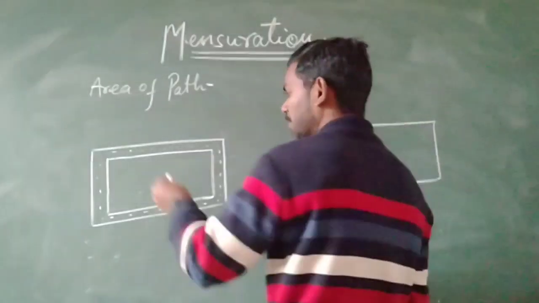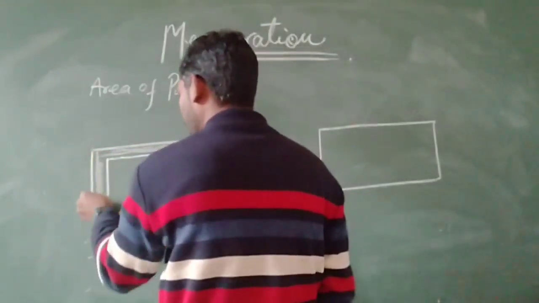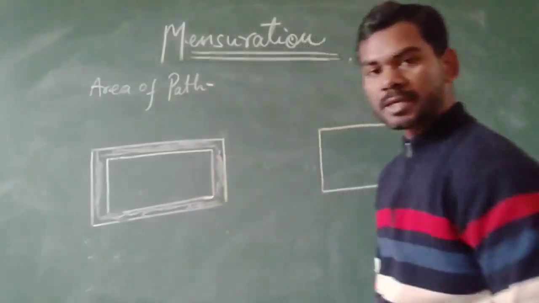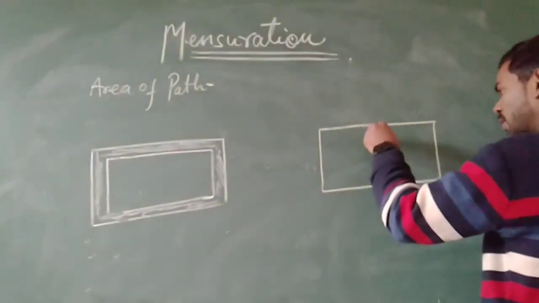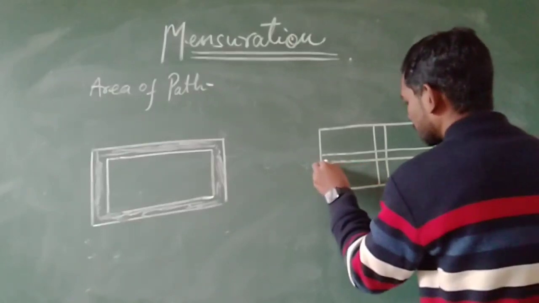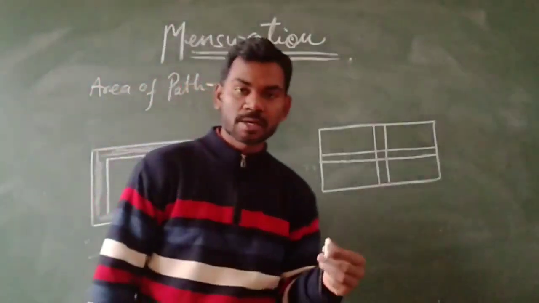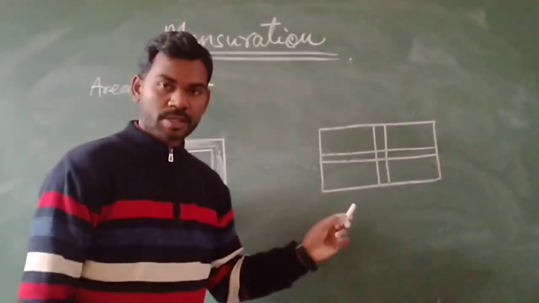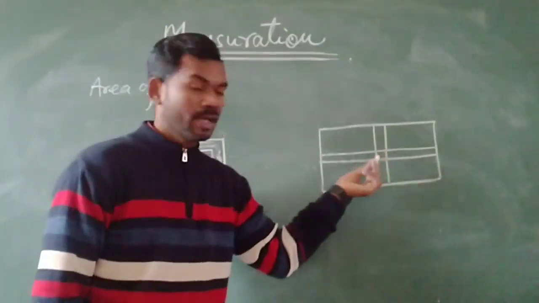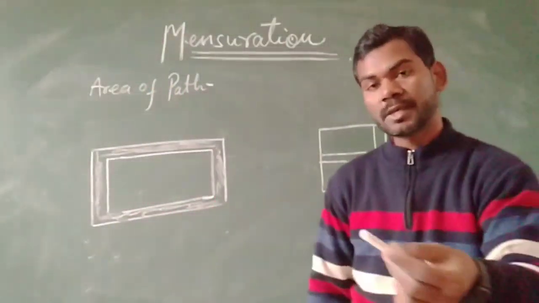So here we have to find out the area of this path. And in the second case, there is a rectangle where two paths of the same thickness pass through the midpoint of the length and the breadth respectively of this rectangle, and both paths are situated at right angles. So there are two conditions in which we are going to find out the area of the path.